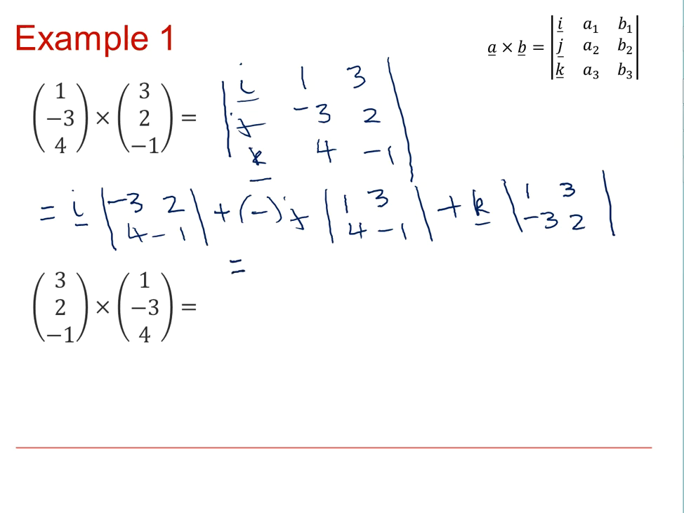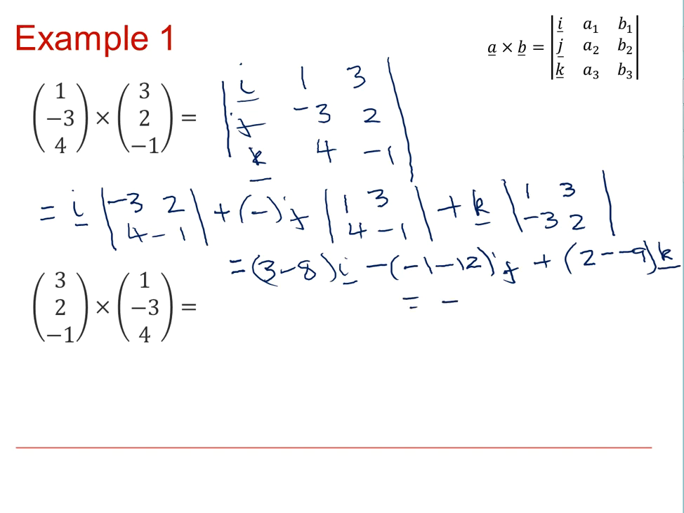This would give us (3 minus 8)i minus (minus 1 minus 12)j plus (2 minus 9)k, or minus 5i plus 13j plus 11k, which we might choose to write as a vector (minus 5, 13, 11).